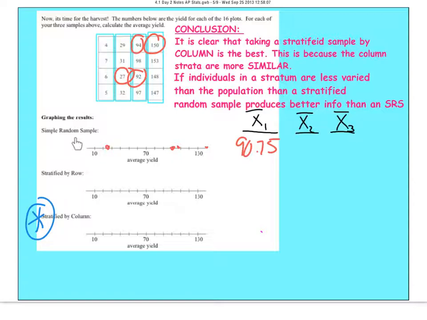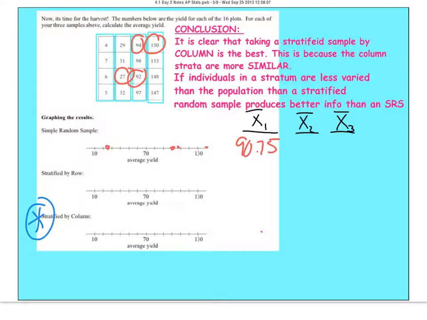So for our SRS, we actually ended up choosing plots 3, 4, 10, and 11. If I plot the distribution, we kind of see a lot of spread. And if I compute the mean of this, I get 90.75 as the yield in terms of our crops.